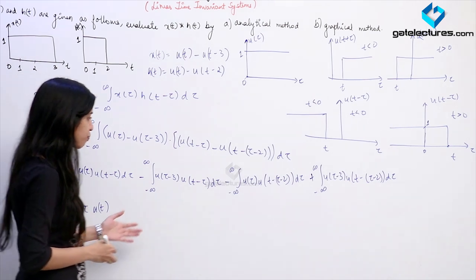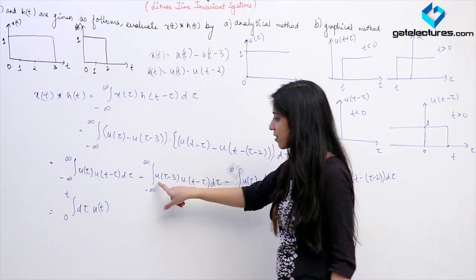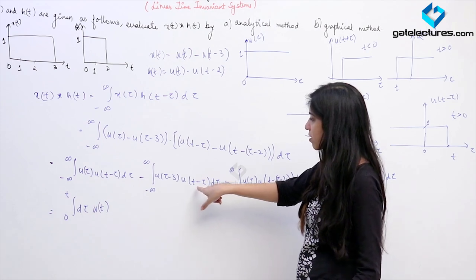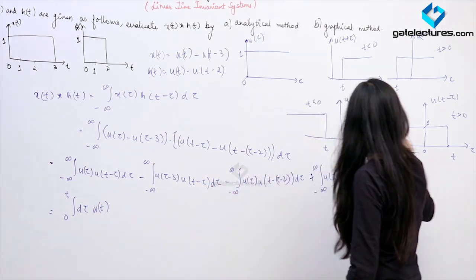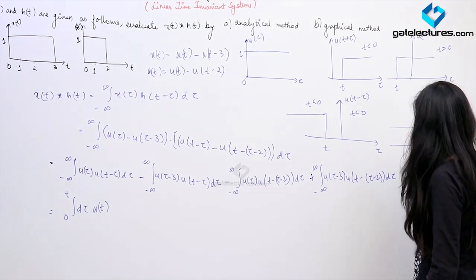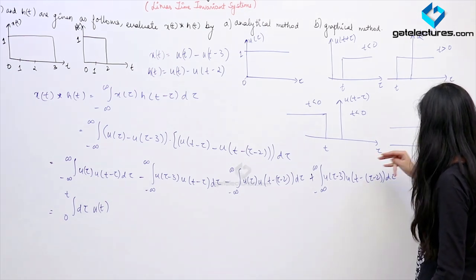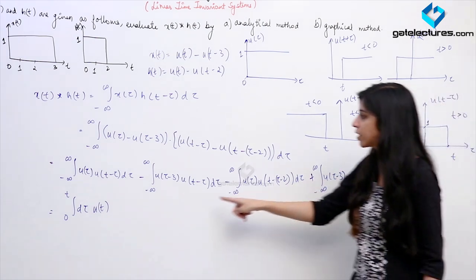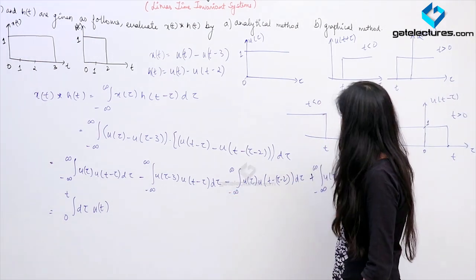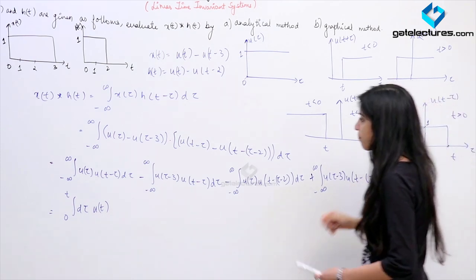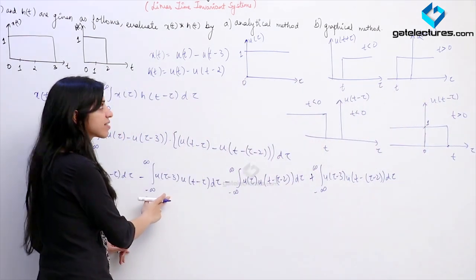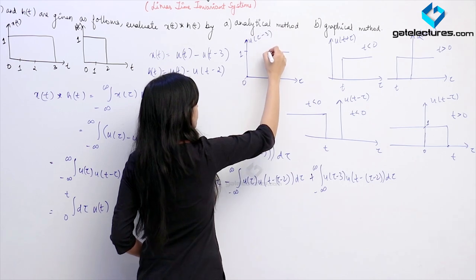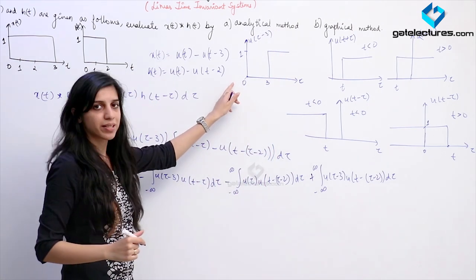Now, similarly, if you perform similar operations for this, see, this pulse is going to start from tau equal to 3 and onwards, and this pulse is going to be defined similar to this. This is going to be defined for values to the left of t. So, only when t is greater than 3, this multiplication is possible, and for values from 3 to t, right? If I sketch this function u(tau minus 3), it is going to look something like this. So, this is how u(tau minus 3) is going to look.